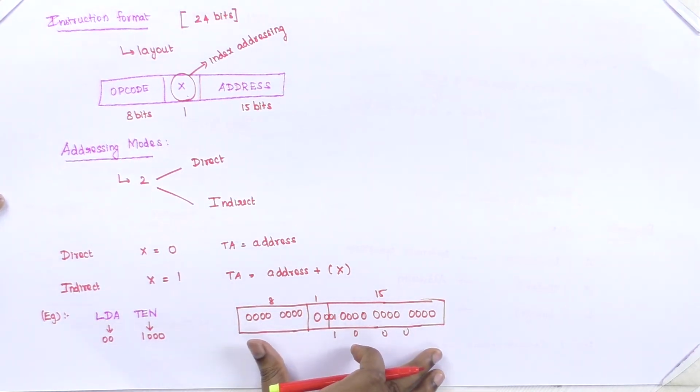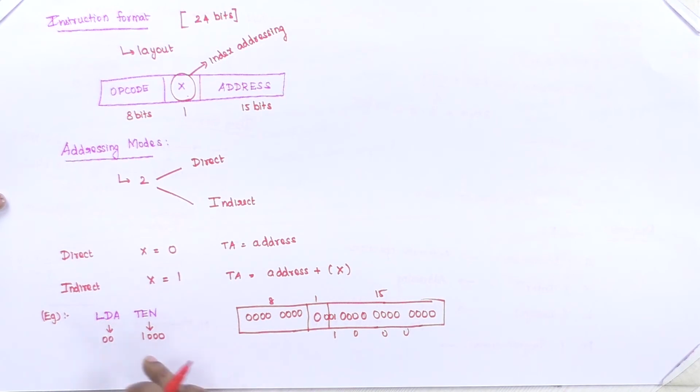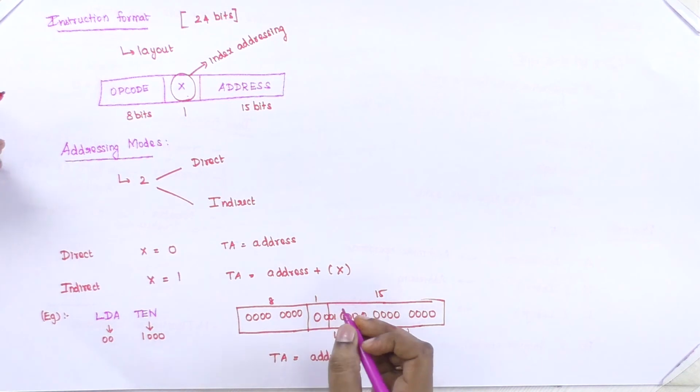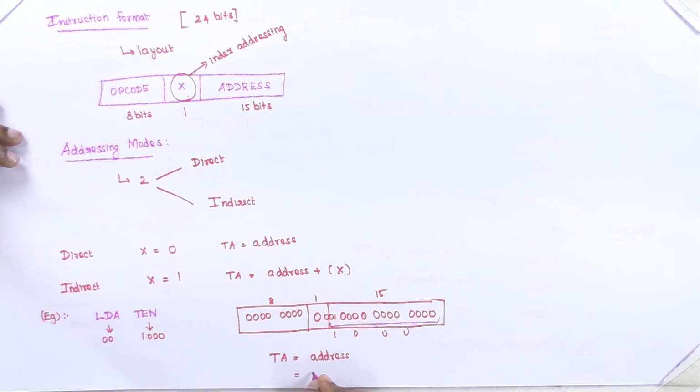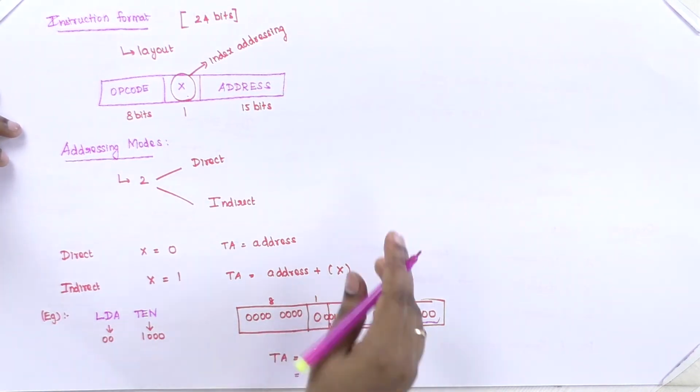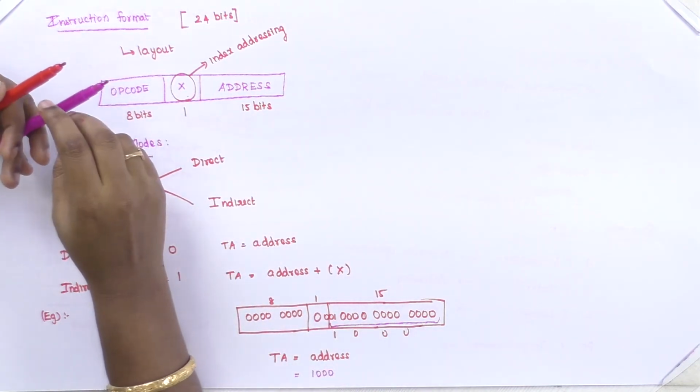So this is the instruction layout for this particular instruction. This instruction comes under direct addressing mode. So how do we calculate the target address? Target address is equal to the address itself. So what is the address that has been mentioned in our address field? This is our address, 1000. So the target address is equal to 1000. This is an example for direct addressing. Next, an example for indexed addressing.